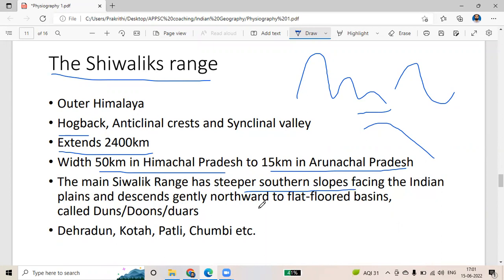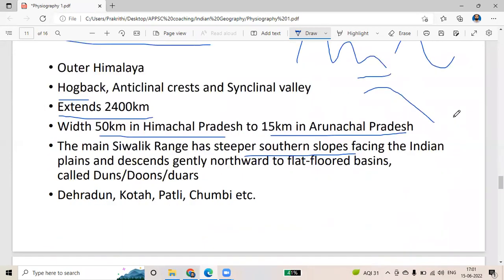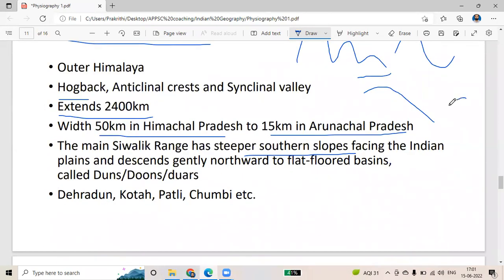But when in the opposite side it is gentle, that area makes a plain, it looks like a plain area at that region, almost plain-like shape. So this kind of basin we will call dunes or duns or the dwars.